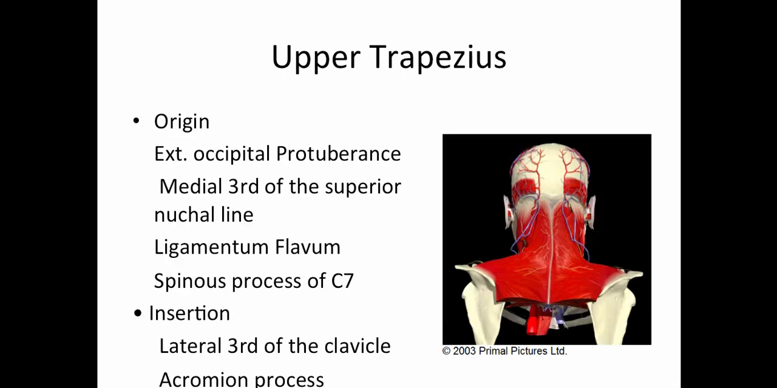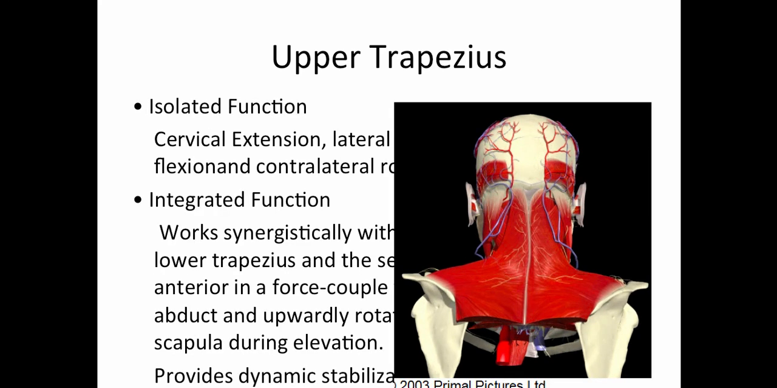The upper trapezius originates on the external occipital protuberance and the medial third of the superior nuchal line. It also originates on the ligamentum flavum and the spinous processes of C7. The insertion of the upper trapezius is on the lateral third of the clavicle and the acromion process. The isolated function of the upper trapezius is cervical extension, lateral flexion, and contralateral rotation.